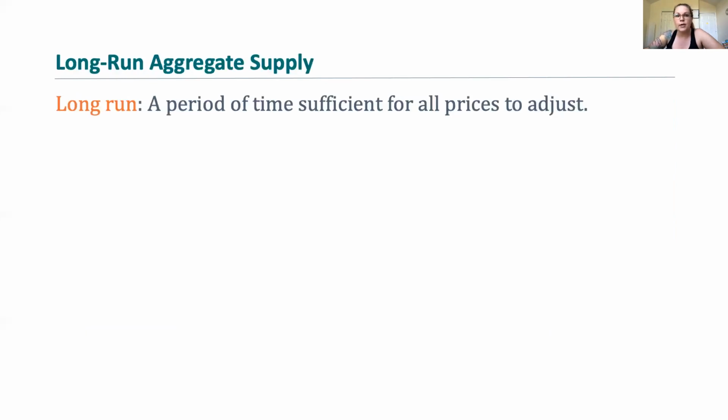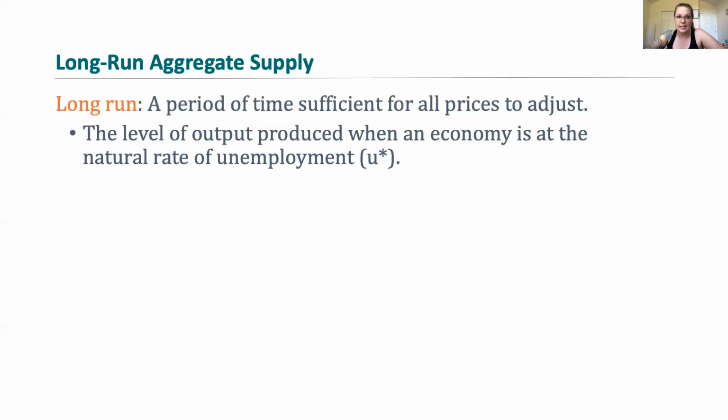The long run is a period of time that is sufficient for all prices to adjust. So this is often over a period of decades. The level of output that's produced when an economy has its natural rate of unemployment, we're going to denote by the variable U star. Remember, natural unemployment does not include structural unemployment. Structural unemployment is the bad unemployment that comes from economic downturns or recessions. The other forms of unemployment are natural, and so we don't ever expect to get to a 0% unemployment rate.